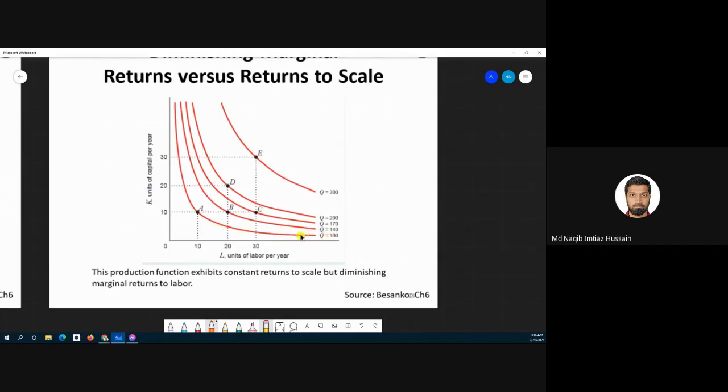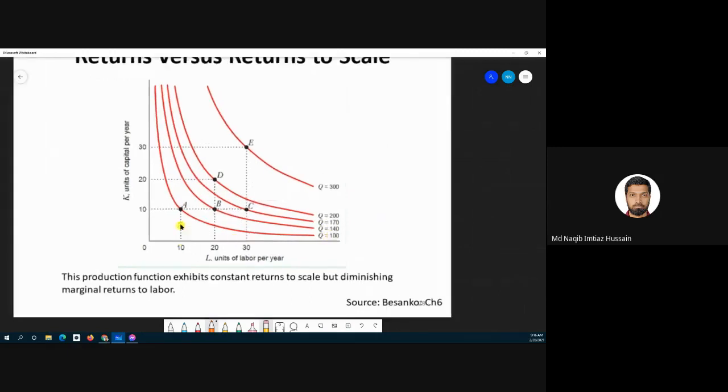If you're on the lowest point, your output is Q equal to 100. If you double your input L two times, your output does not jump by two times. It becomes 140. If you triple your input L, you operate at point C, and you are on another isoquant line. You see that? You are not on the same isoquant line. If you are on a different isoquant line, your output is different.